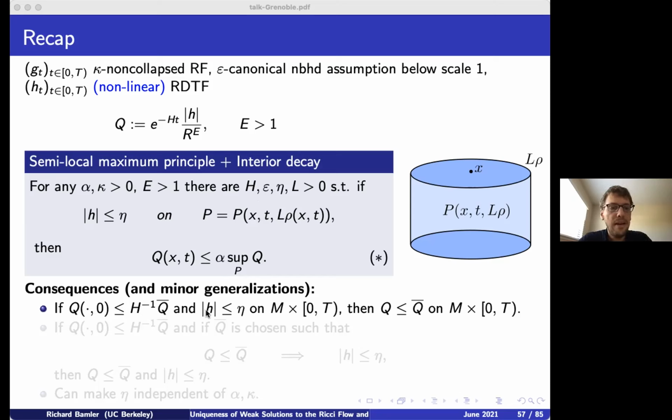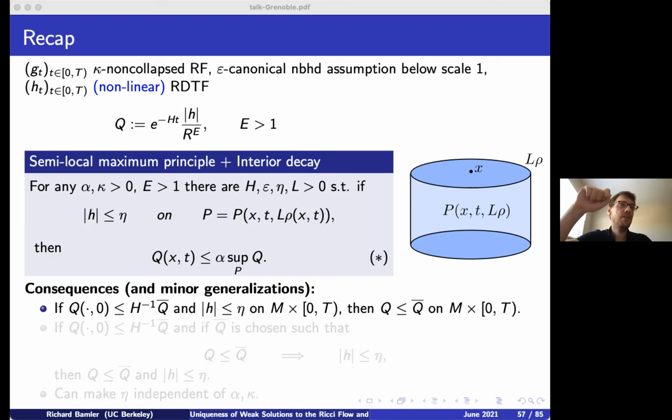And let me assume that h is everywhere bounded from above by eta on the entire flow. Then the semi-local maximum principle will imply that q is bounded from above by q bar everywhere. So why is that true? Well, assume that q would become bigger than q bar at some point. Just look at the maximum point of q.